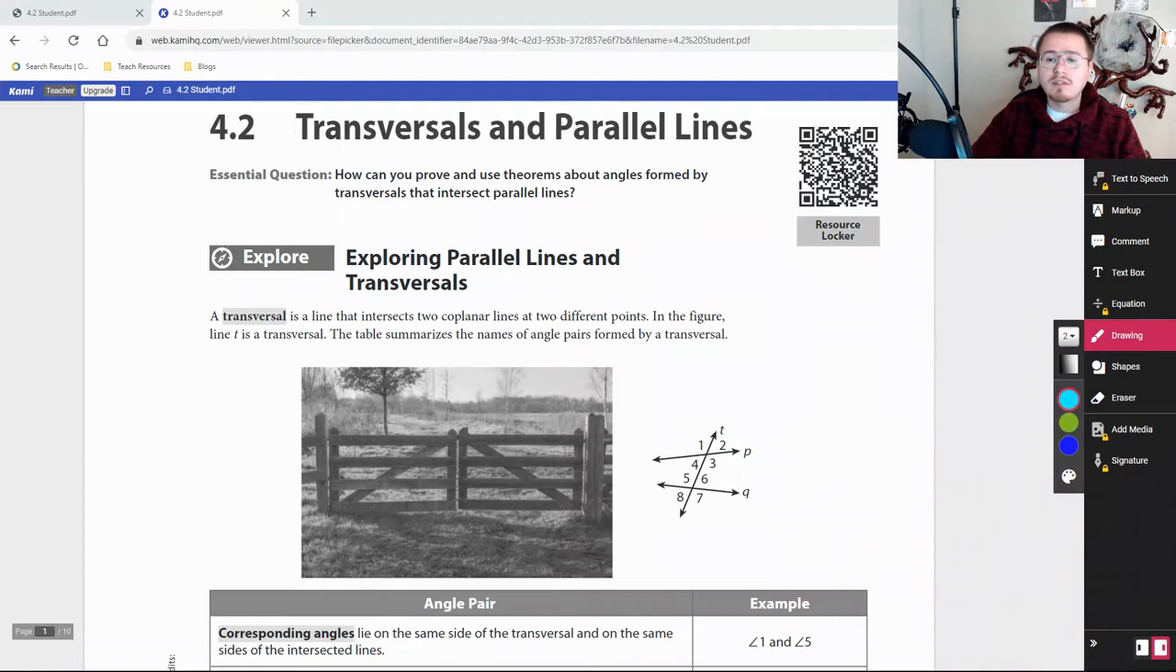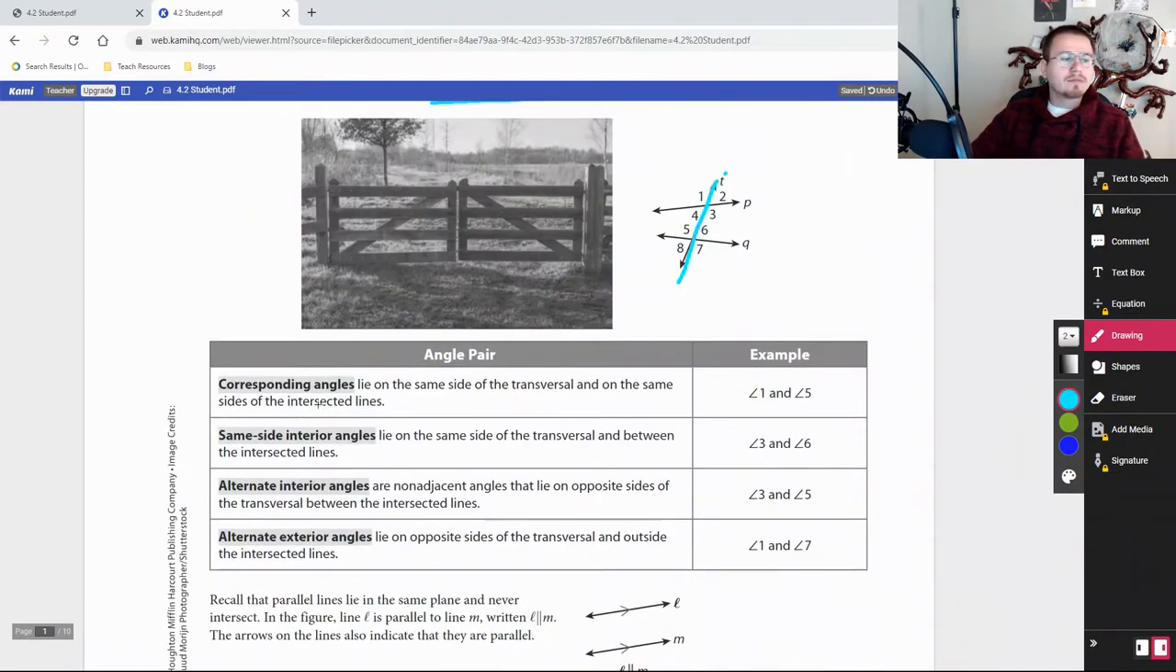A transversal is a line that intersects two coplanar lines at two different points. So in the figure, T is a transversal because it intersects these two lines at two different points. We have the names of the angle pairs, and there are going to be a whole lot of angle pairs because there are a whole lot of intersections. So we have a bunch of vocab. You're going to want to jot down notes and put this diagram into your notebook.